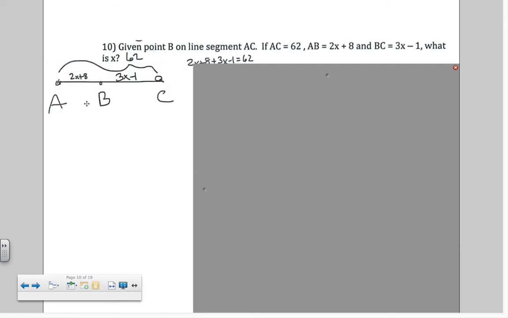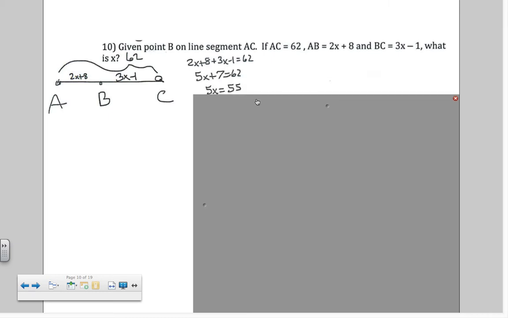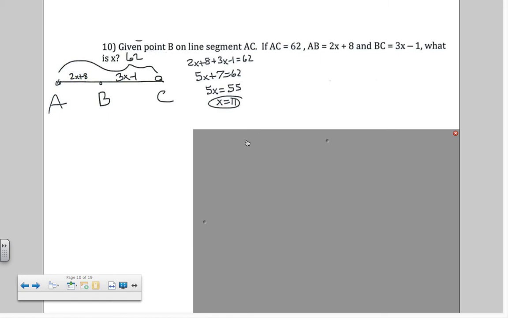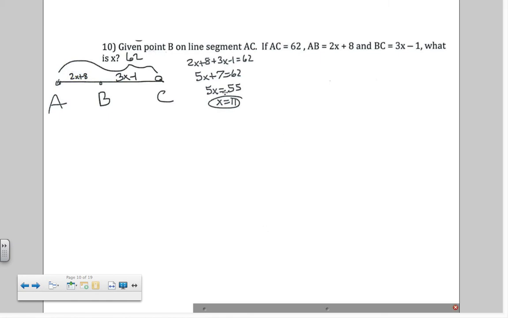I've got AC. Point B is lying on the line AC. AC is 62, so I have the length here labeled as 62. AB is 2x plus 8, and BC is 3x minus 1. What is x? Well, I can see here that if I take the sum of each of these, put them together, I should get 62. So my equation becomes 2x plus 8 added to 3x minus 1 equals 62. I simplify and solve. I subtract 7, divide by 5, and I get that x is 11. In this case, I'm just asking for what x is, so I put 11 and then move on.